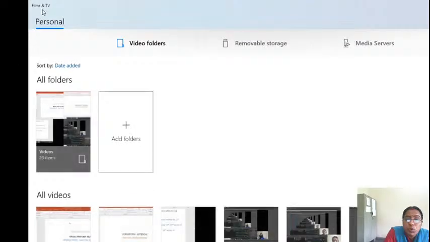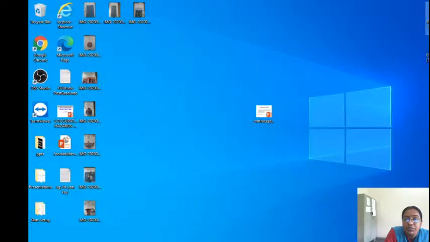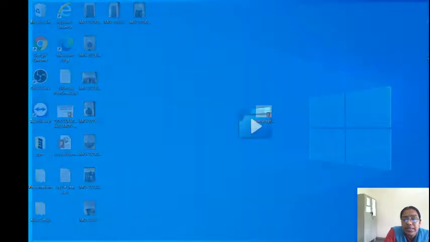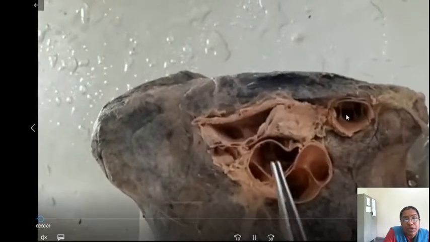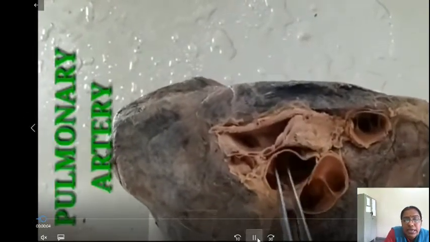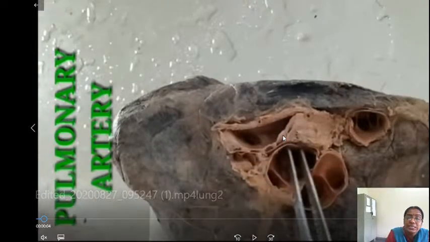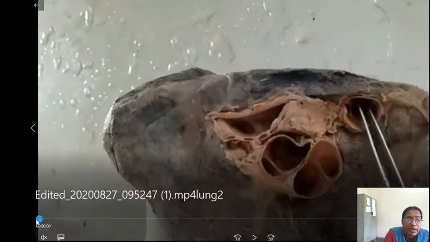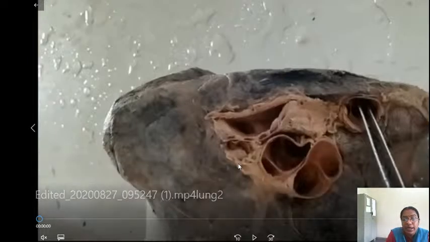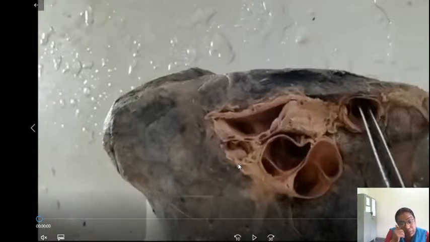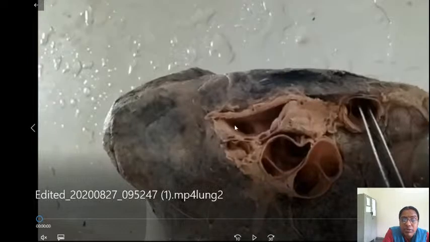In the next video, other than the external features, we will be seeing the medial surface and its relations. In the earlier video, we covered the external features, and how to determine which side the lung belongs to. That was the first part. Now in this video, we will see the relations of the medial surface.